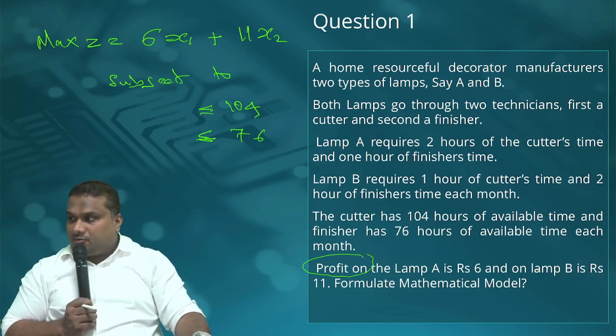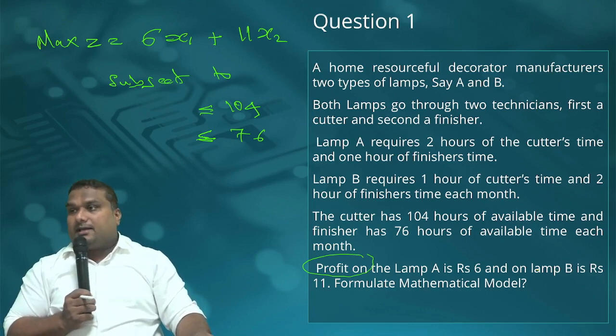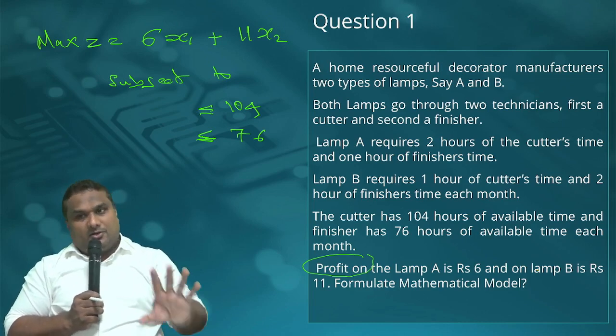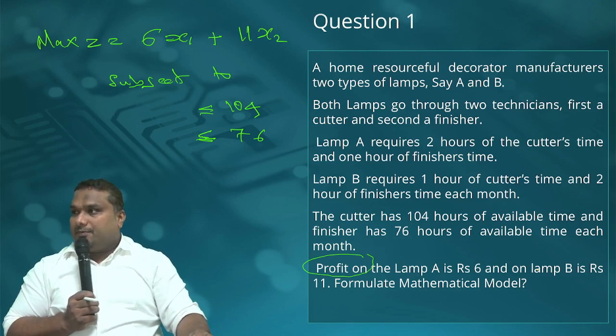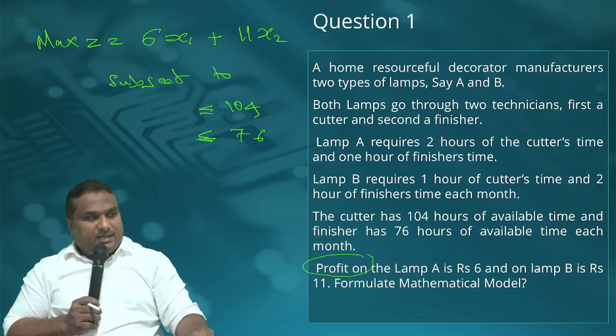You cannot use more than 76. So that is the maximum availability of finisher. You got the point clearly or not clearly? Happy or unhappy? Tell me.